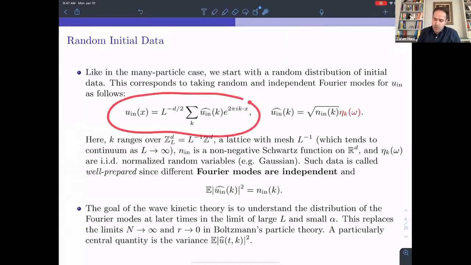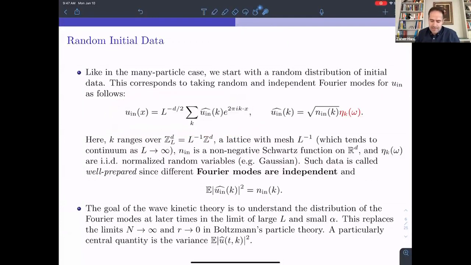We expand it in Fourier modes. Remember, we are working on a box of size L, so the Fourier modes are indexed by k, which is in a lattice of mesh L inverse. And this lattice, when we take L to infinity, will diverge to a continuum. What we will be doing is taking the following random distribution for the Fourier modes, which is typically taken in the physics literature. The amplitudes we leave as deterministic. This is given as the square root of n initial, where n initial is a non-negative Schwartz function on R^d.